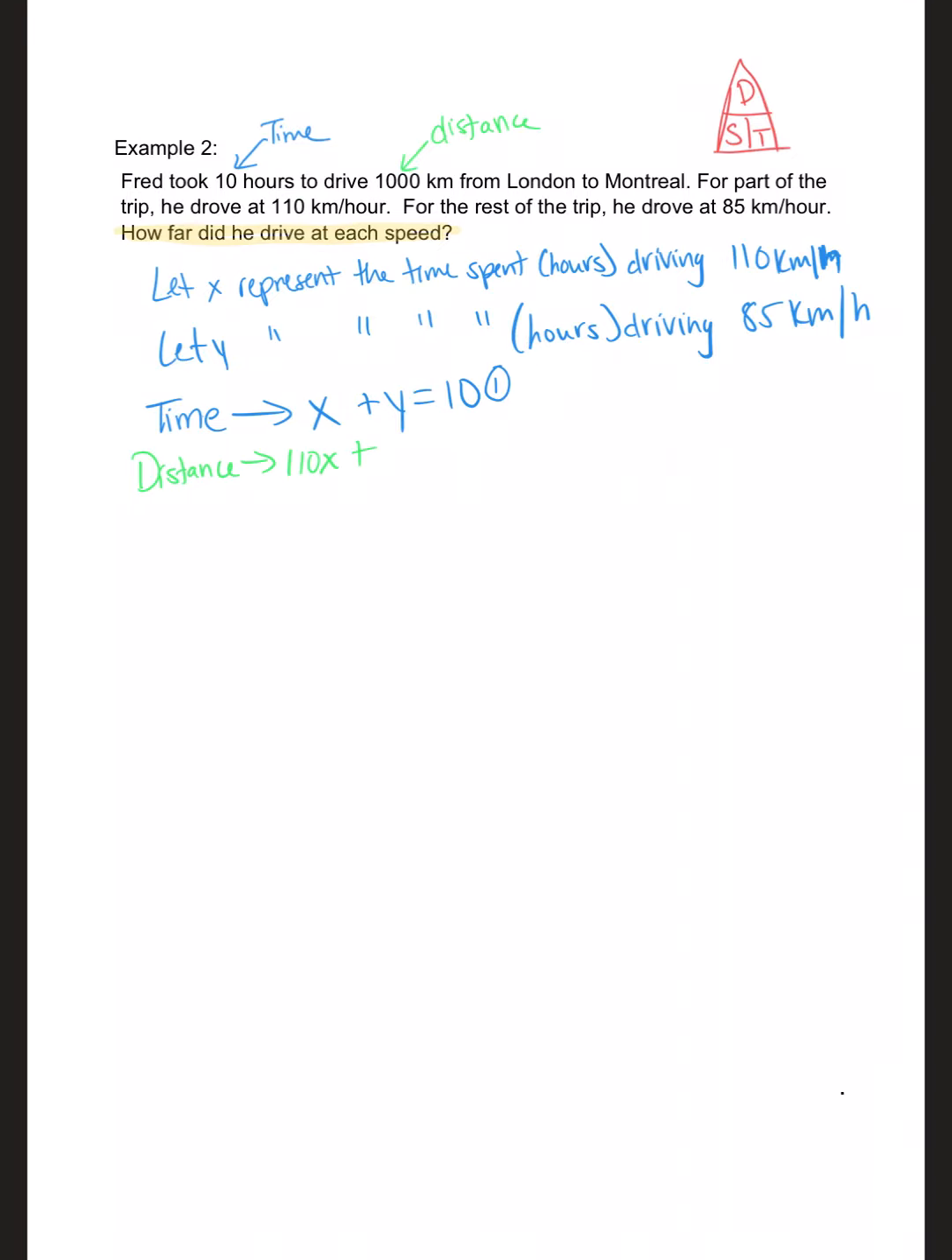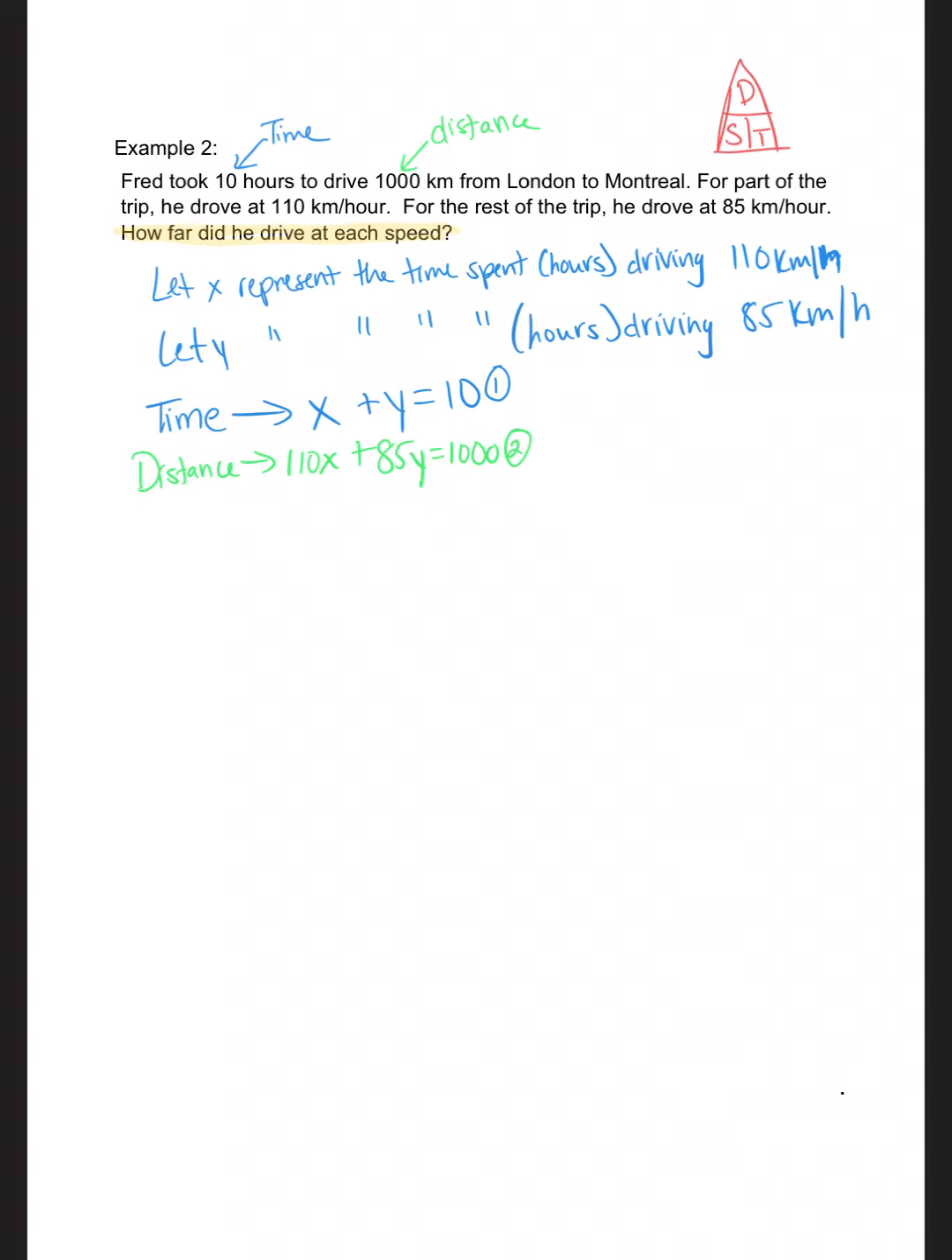Plus, we also know that for another part of the trip, he drove 85 kilometers per hour for Y hours. So again, we're going to do speed, which is 85, times our time, which is Y. And then those two distances together are going to equal our total distance, which in this case is 1,000. Now, when I look at this, I really like the idea of doing substitution again, but we're going to do elimination on this one just to see the other strategy that we learned.